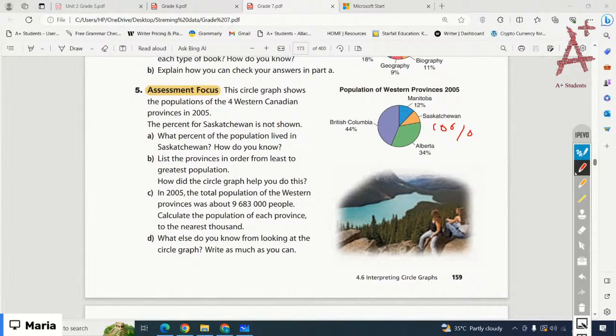In 2005, the total population of the western provinces was about 9,683 million people. Calculate the population of each province to the nearest thousand. So you have to calculate each province. So just calculate 10% of this one, then 12%, then 44 and 34, right?